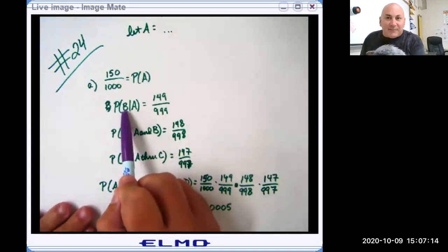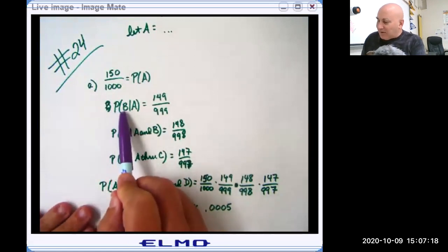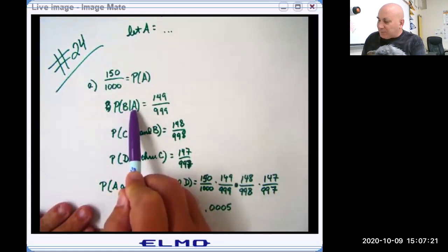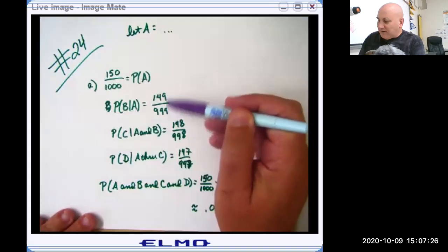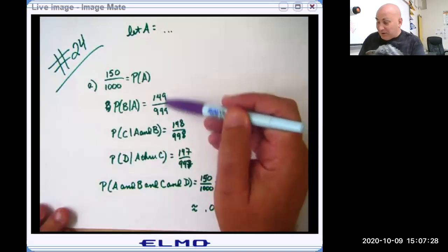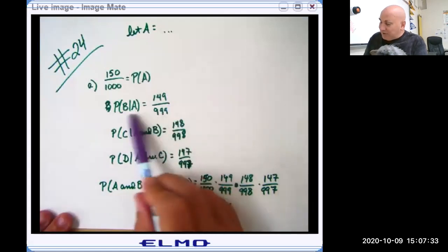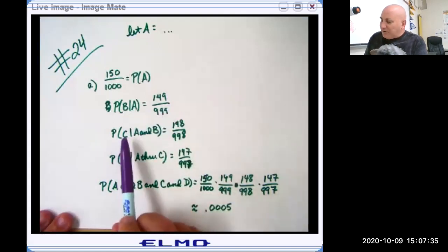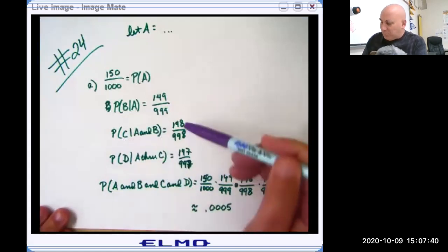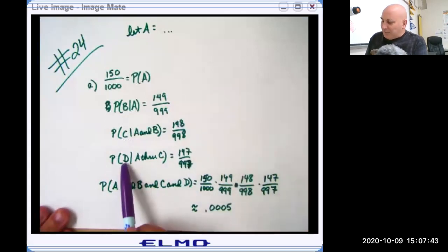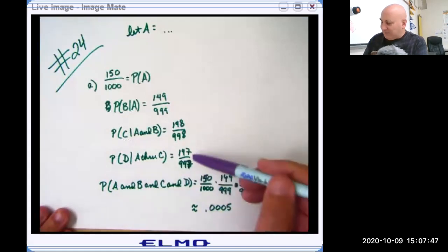Now B is the second person is highly confident. The probability that the second person is highly confident, given that the first person is, well, now there would only be 149 highly confident people left out of 999. So that's probability of B given A. The probability that the third person is confident, given that the first 2 are, would be this. And the probability that the fourth person is confident, given that the first 3 are, is this.